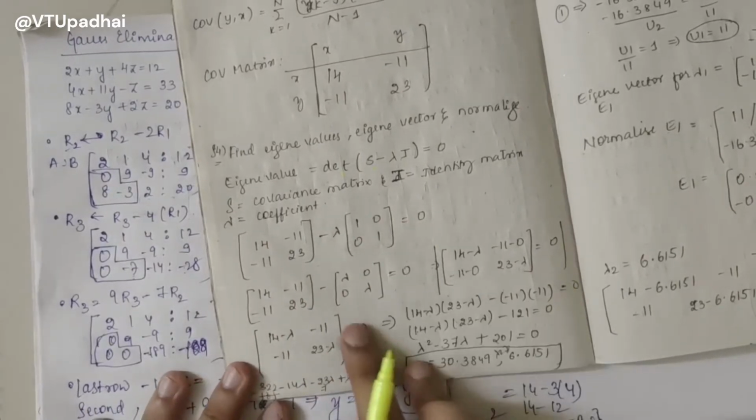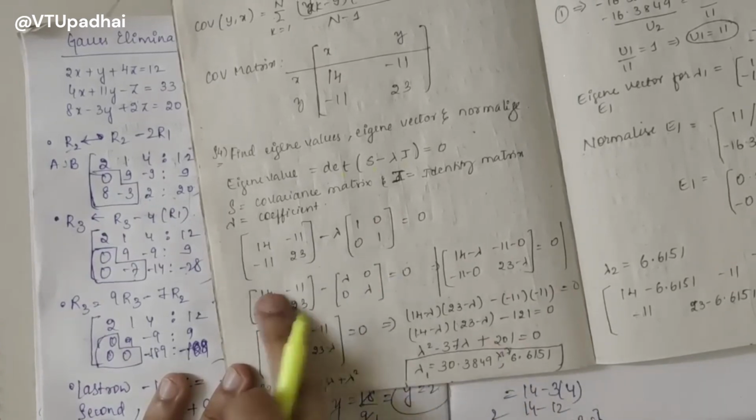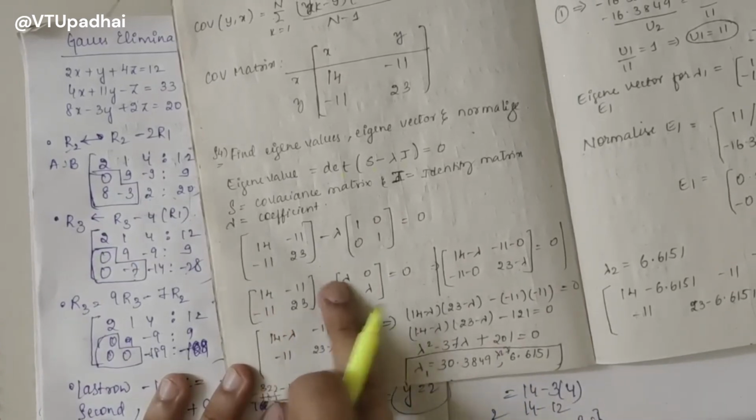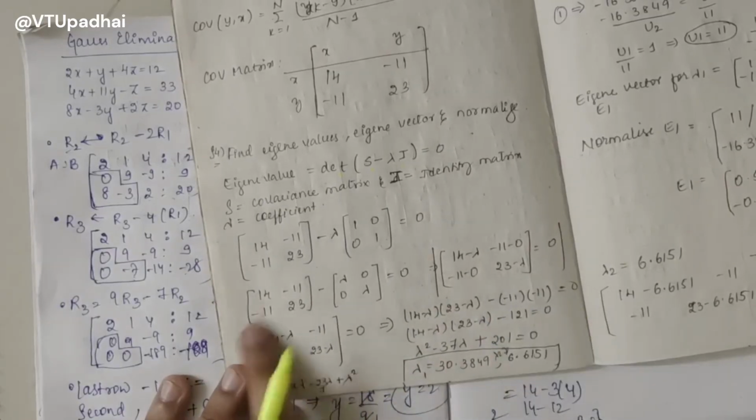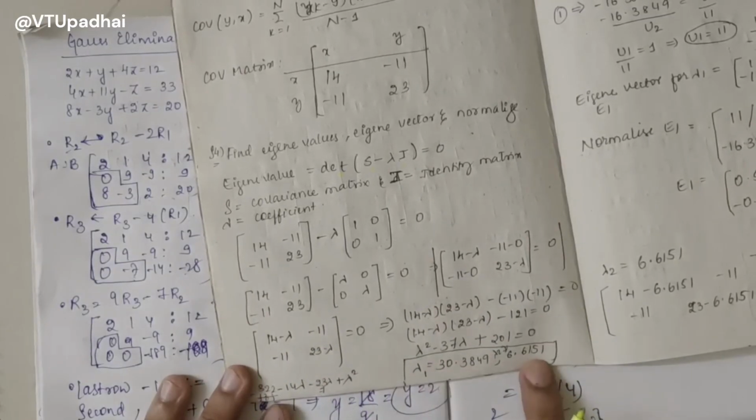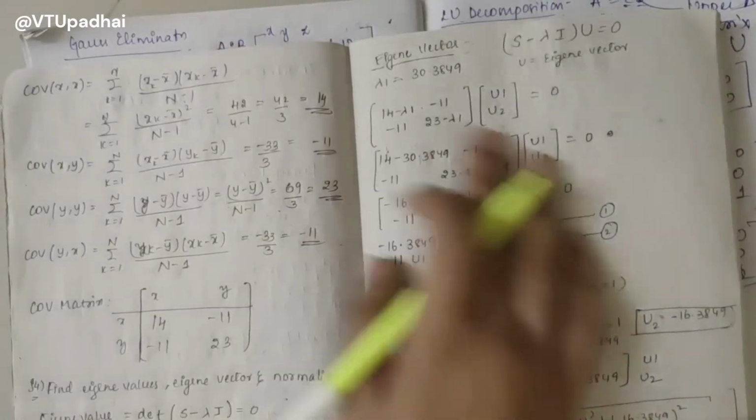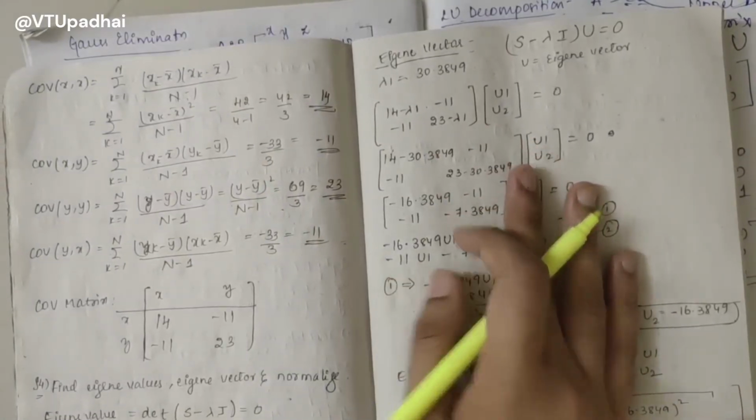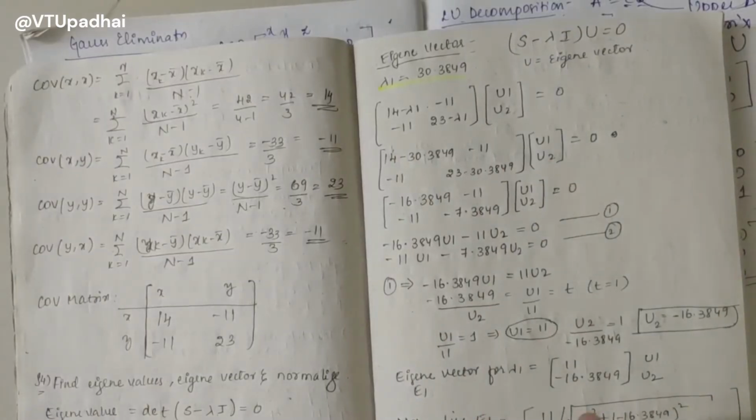This lambda would be multiplied inside, so I get lambda 0 0 lambda. Now perform the subtraction operation. So 14 minus lambda, minus 11 minus 0, minus 11 minus 0, 23 minus lambda. Solving this, I get lambda 1 and lambda 2 values. Solving the quadratic equation through a calculator, I can easily get the lambda 1 and lambda 2 values. Once these eigenvalues are obtained, for each lambda I need to perform substitution two times.